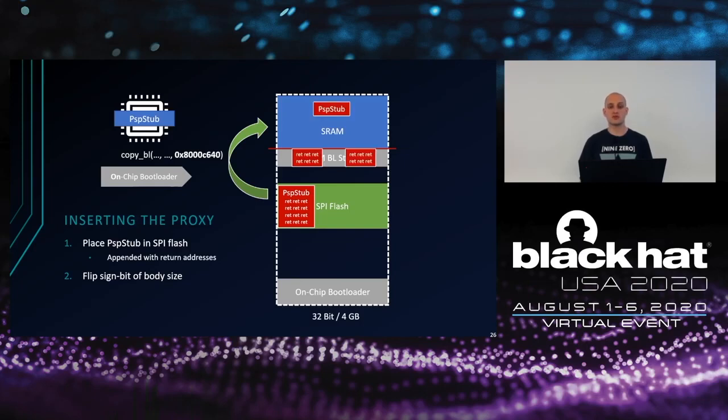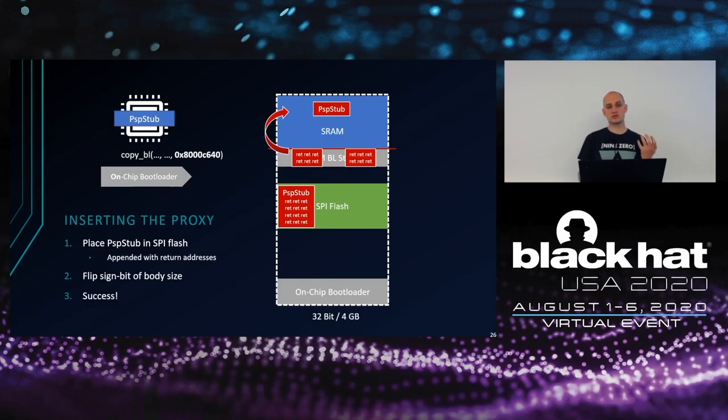So that means in the end our stub is copied into the SRAM. The return addresses, or the whole stack of the on-chip bootloader, is replaced with our return addresses, which then point to our PSP stub. And as soon as the copy operation inside the on-chip bootloader returns, we execute our stub immediately. And this all happens before any signature is validated. So that means the fact that we cannot create a valid signature for the PSP stub doesn't really matter at all.